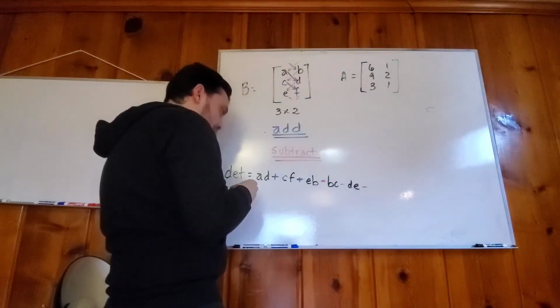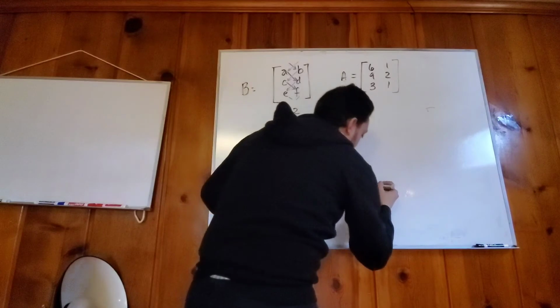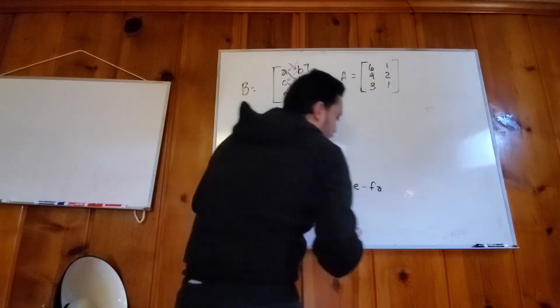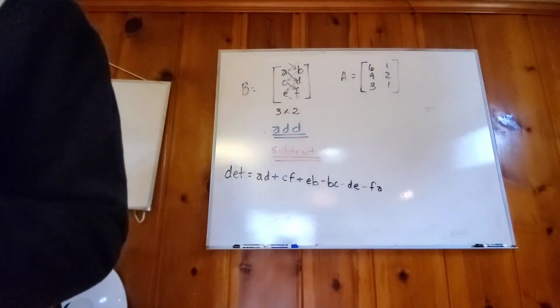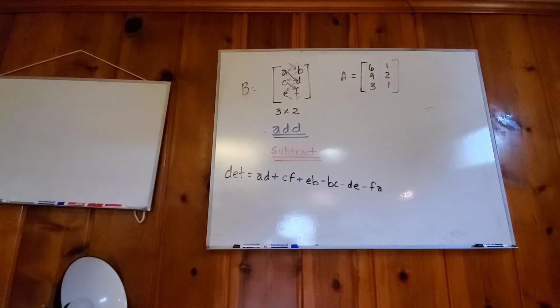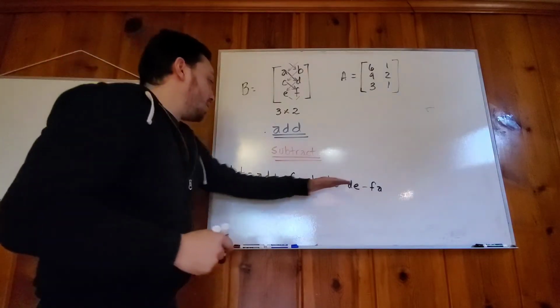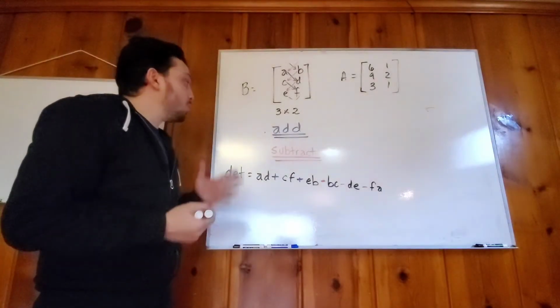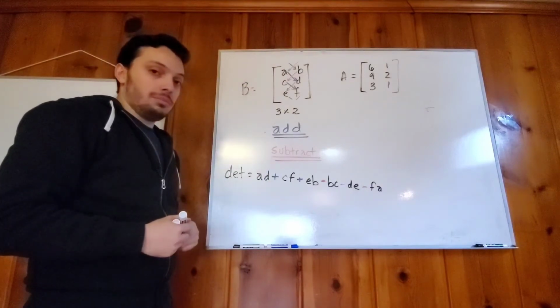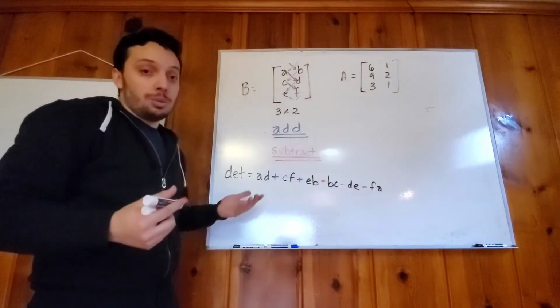Let me check the glare once I write this down, because you know that glare. Yay! You can actually tell. So the determinant would be AD plus CF plus EB minus BC minus DE minus FA. Literally, this is how you find the determinant. That's why we go to example 1 to be able to find it.